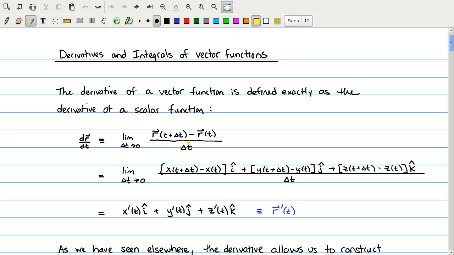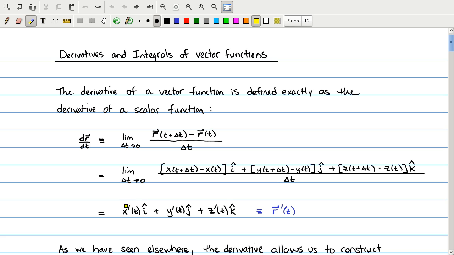When we break that down into its components, we have the x functions, x of t plus delta t minus x of t, both times i hat. Multiplying j hat, we have y of t plus delta t minus y of t, and multiplying k hat, we have z of t plus delta t minus z of t. So when we break this limit down into its components, we have now simply the limit of scalar functions, which we see to be exactly the definition of the derivative of these scalar functions, each multiplied by its respective unit vector.